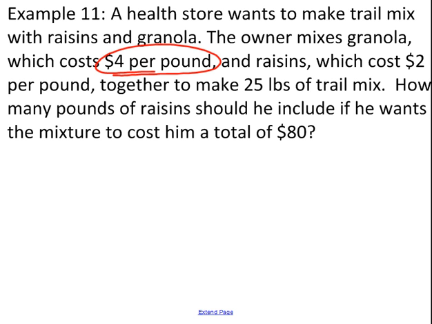Raisins cost $2 per pound. $2 is going to be a rate, multiplies times a variable. We're going to have a total of 25 pounds of trail mix. How many pounds of raisins should he include if he wants the mixture to cost him a total of $80? I'm only looking for the raisins. I don't care about the granola. Well, I need the granola in order to solve the problem, but the answer is only going to be the pounds of raisins.